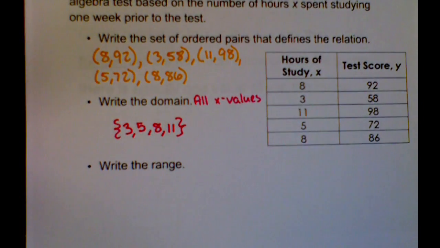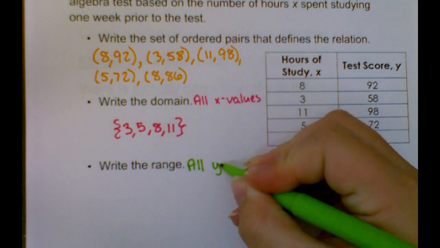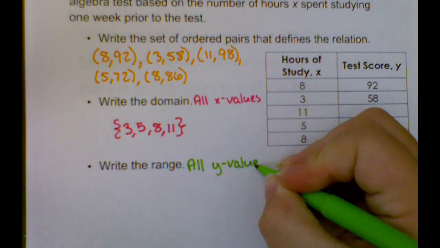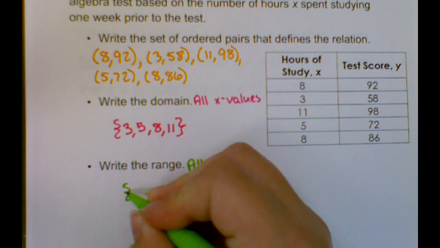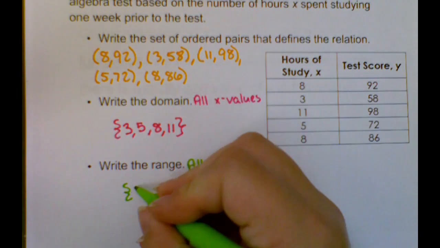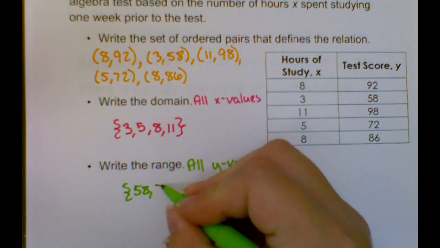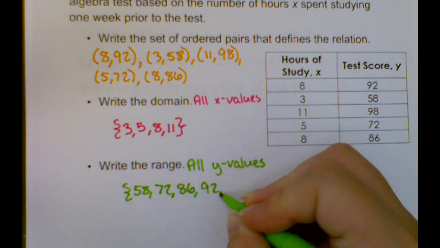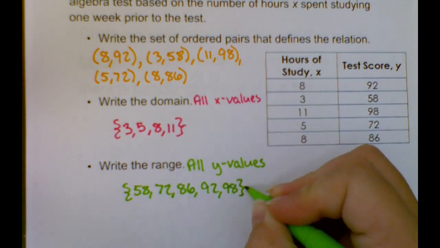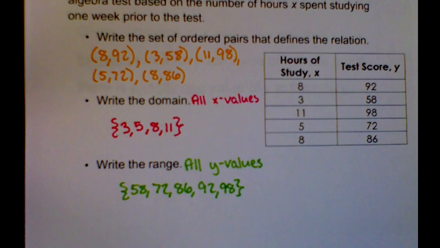Now the range is very similar to that. The range is all possible output values, or y values. And again, we'll want to go smallest to largest in this case. So the smallest value in our range is 58. And then we have 72, 86, 92, and 98. Notice that our domain is smaller than our range. That's okay because one of the numbers in the domain was repeated.